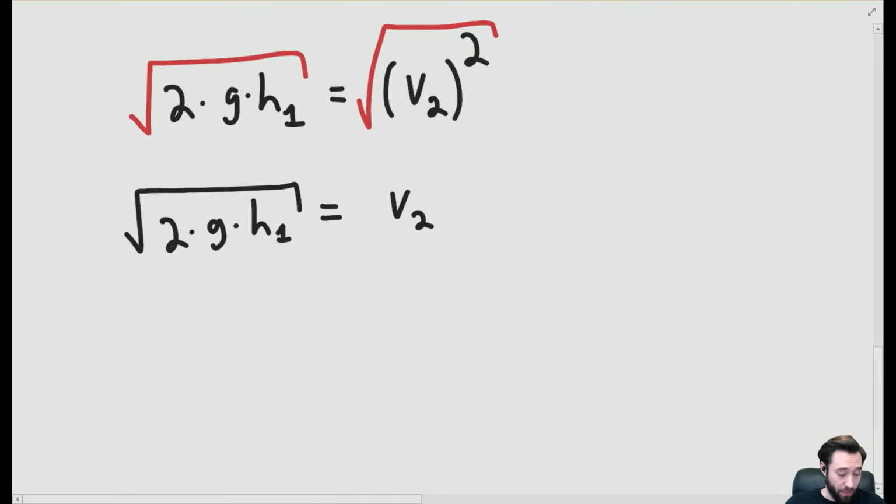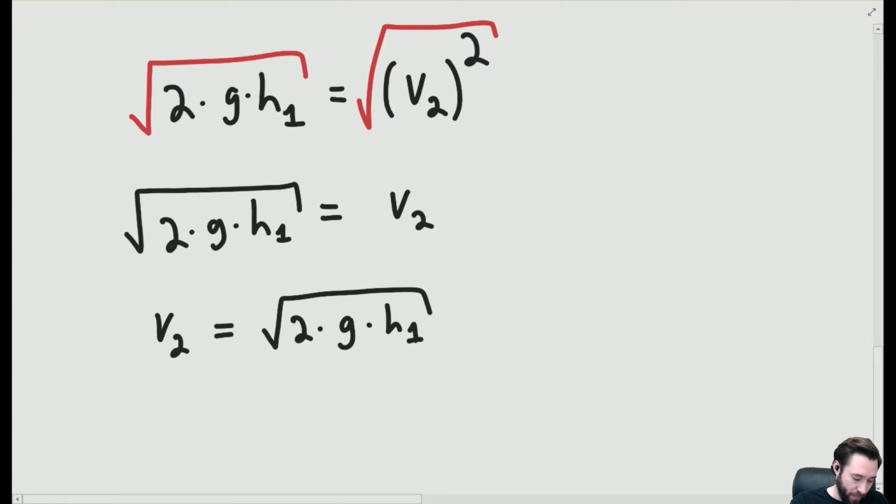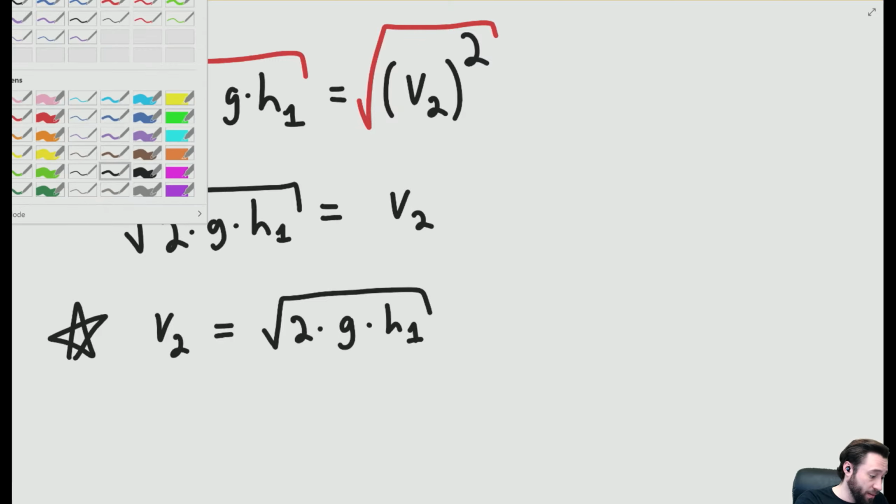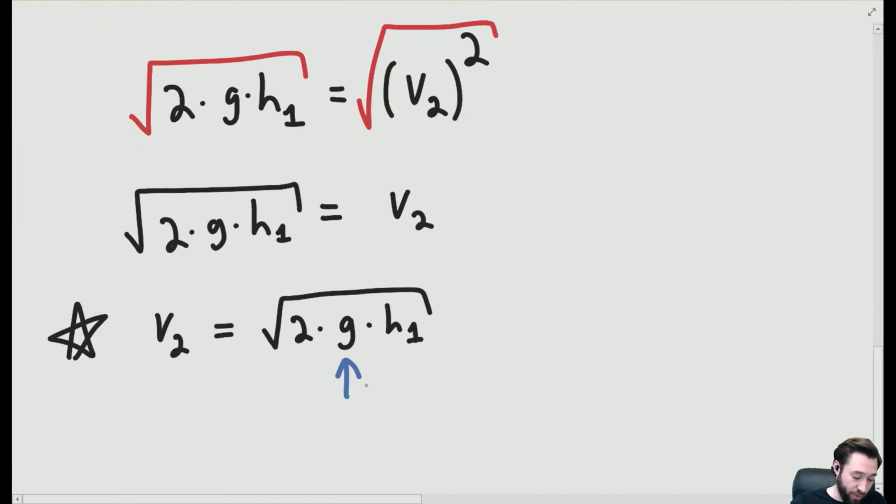Now, I know some people don't like it when the variable that's solved for is on the right side. So just for the sake of clarity, I'm going to swap sides. Okay, so this is the equation that we need. Now, before we plug in, we verify that we have everything that is on the right side. So do we have g? Of course we do. And do we have the initial height?